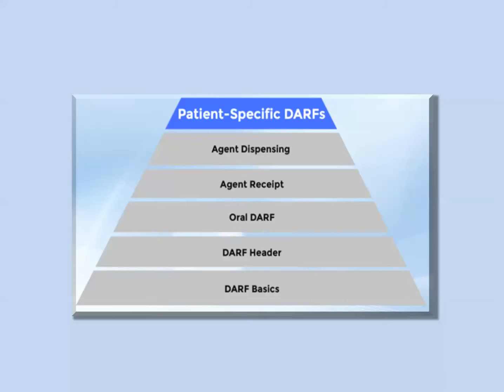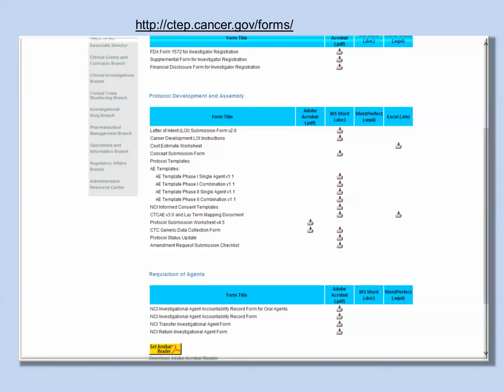Much of the information in this presentation will build off of previously released videos in the Investigational Drug Accountability Series. Please consider viewing the other videos in this series before viewing the patient-specific DARF video. From the earlier videos, you already know that DARFs must be maintained to track the disposition of all study-supplied agents for NCI clinical trials. As a reminder, you can find the DARFs and other forms on the CTEP website listed here.